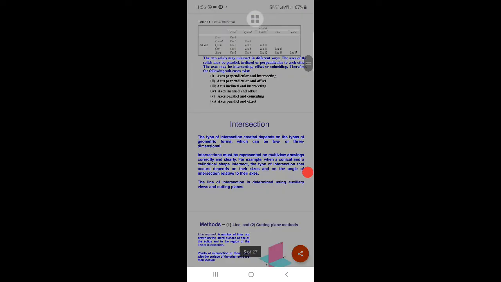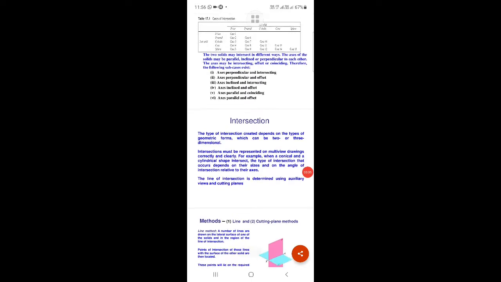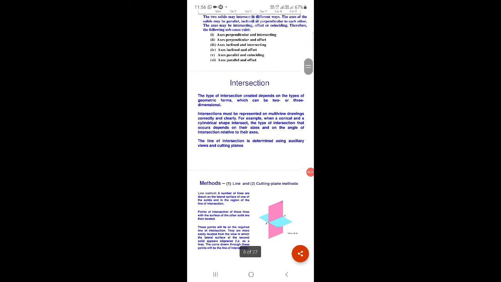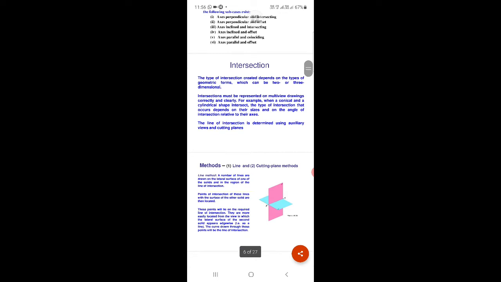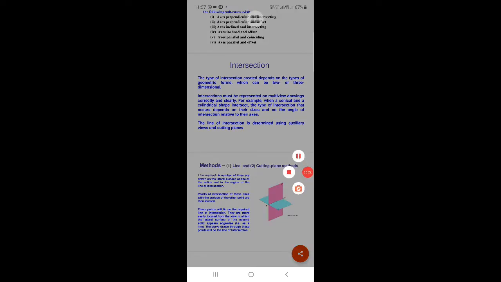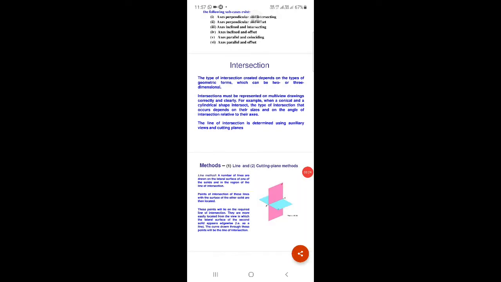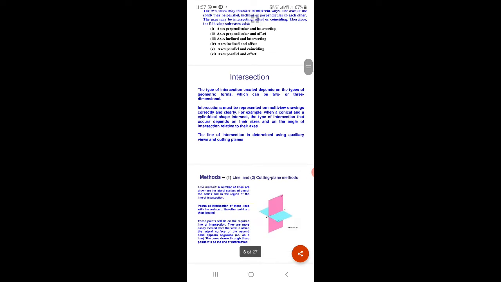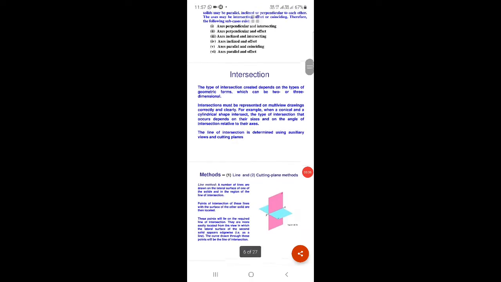So next is the intersection. What is the intersection? Intersection depends on the types of geometrical forms, which can be multi-dimensional. It is represented by multi-view drawings. For example, when conical and cylindrical shapes intersect, the type of intersection depends on their sizes. That is the line of intersection. Next, the intersection is usually made by two plane lines, so that is the intersection of cutting plane lines. So write this down.